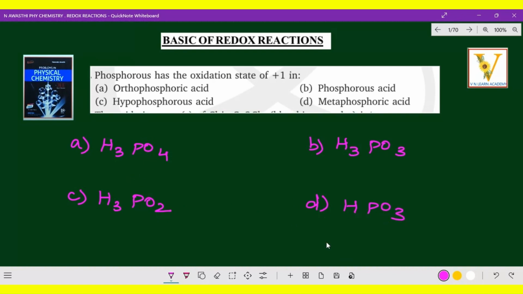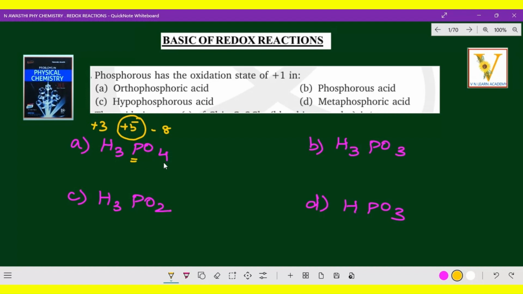Right, come on, let us find the answer here. Oxygen usually has oxidation state -2, hydrogen is +1, and phosphorus is X. I hope you know how to identify the oxidation state. For H3PO4, oxygen contributes -8, hydrogen is +3, so phosphorus is actually +5.